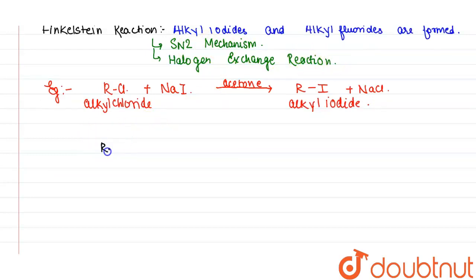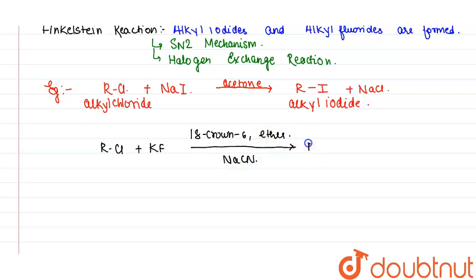The next reaction will be for fluoride. So RCl plus KF, that is potassium fluoride, will react in the presence of 18 crown 6 ether, and it will give us alkyl fluoride along with KCl. So this is Finkelstein reaction.